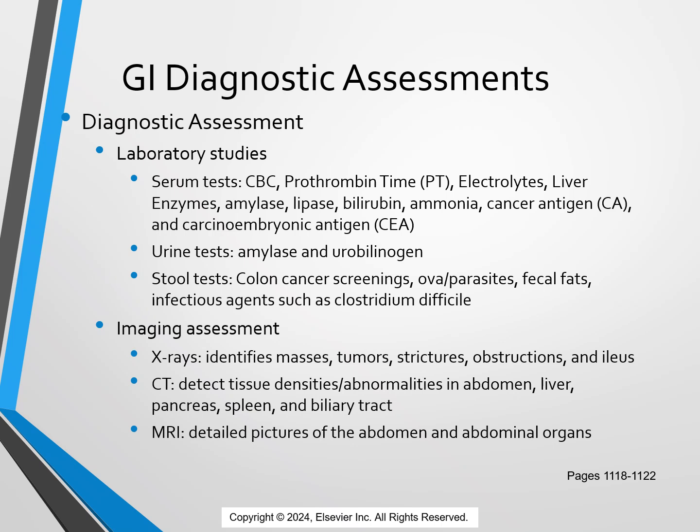Next, we have our CT scans. These are going to detect tissue densities and abnormalities in the abdomen, liver, pancreas, spleen, and biliary tract. Verify your patient's allergies. If contrast is ordered, the patient should be NPO for at least 4 hours before the scan, and make sure your patient does not have a contrast allergy.